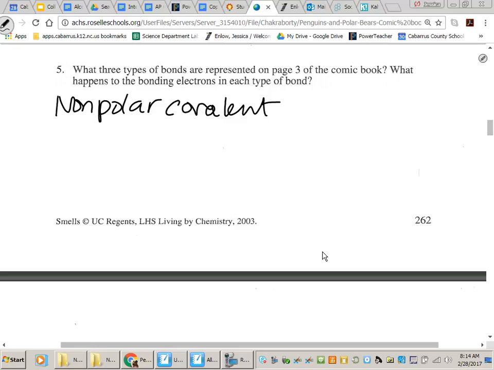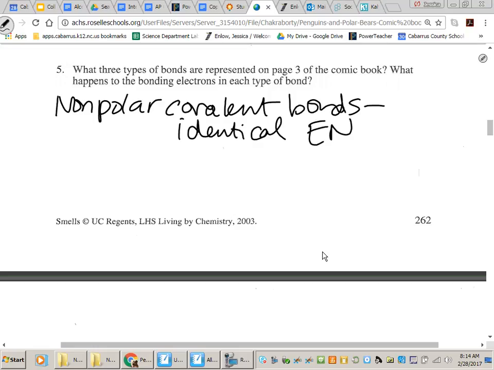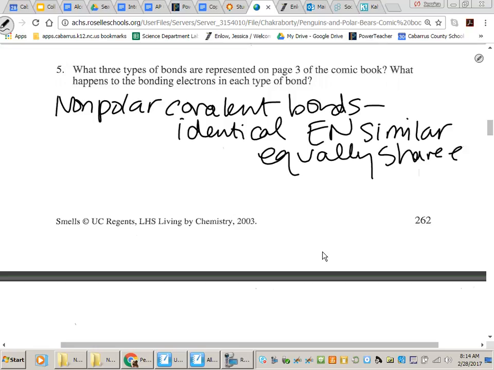So non-polar covalent bonds. Give me some fact about their electrons. Ashton's table. What makes it non-polar? Okay, so either it's bonding between identical atoms or really similar electronegativity. Their atoms are the same in this case. Their electronegativity is very similar. So similar electronegativity means that they equally share those electrons in the middle.